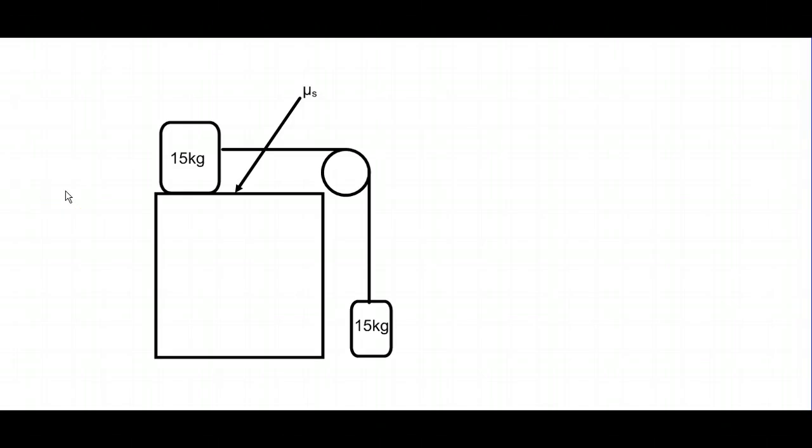Alright, so now we're getting a little more complicated here. I want to know what's the maximum static friction coefficient that we can have before this system stops moving. So first, let's imagine what would happen if there was no static friction. If there was no static friction, we've done this problem already.